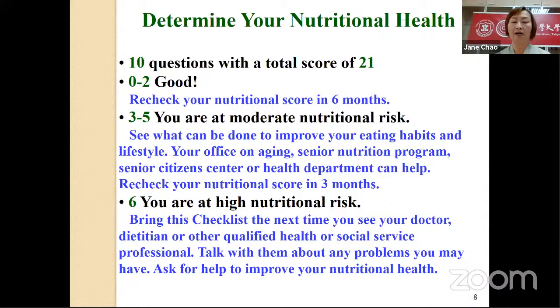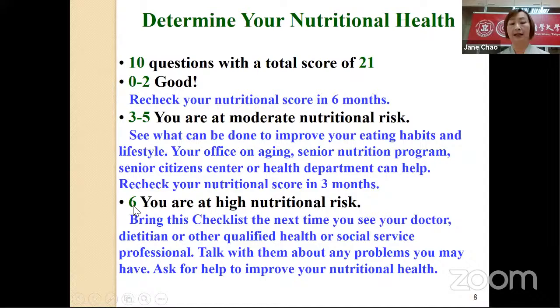If you get 3 to 5 points, that means you are at moderate nutritional risk. See what can be done to improve your eating habits and lifestyle. And you can work with organizations in your country related to aging programs or senior programs, which have professionals to help you improve your nutritional status. If your score is equal to or more than 6, that means you are at high nutritional risk.